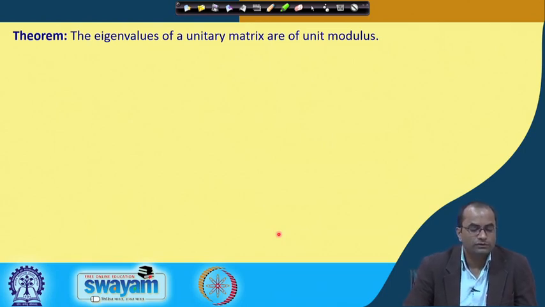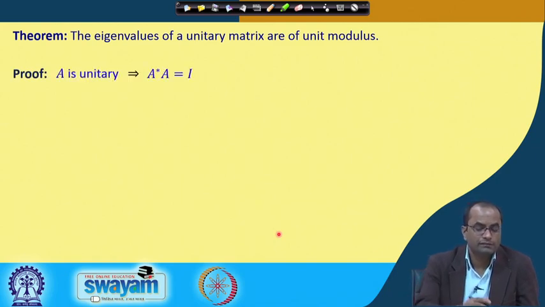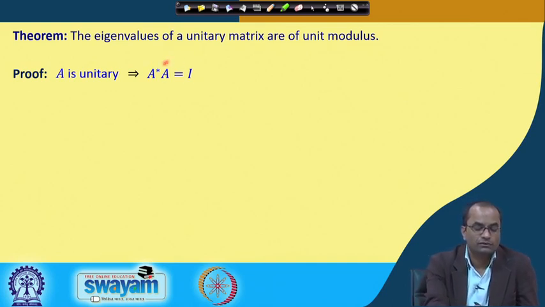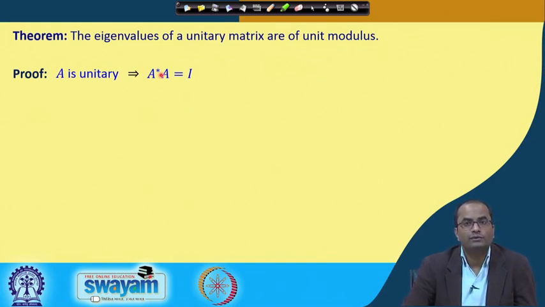Now, another important result, that the eigenvalues of a unitary matrix are of unit modulus. We can prove this in general, that if we have a unitary matrix, that means A star A is equal to the identity matrix. Such matrices are called unitary matrices. So, if we have a unitary matrix, then we will now prove that the modulus of the eigenvalues is 1.